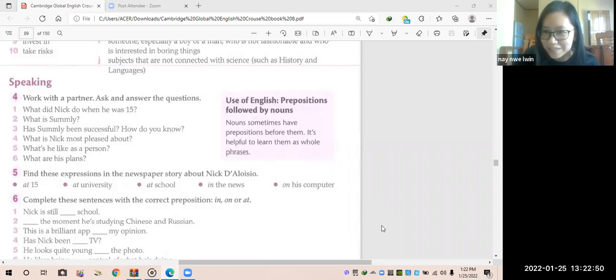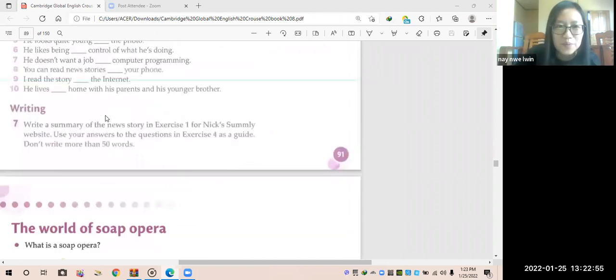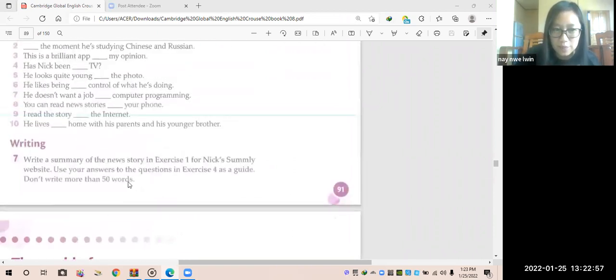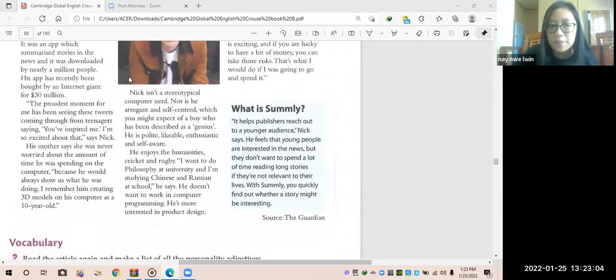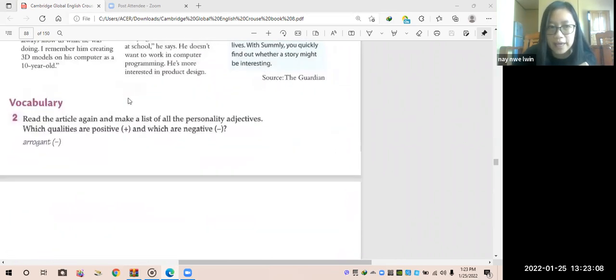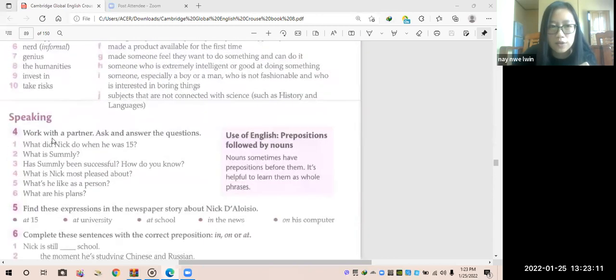You have to write the summary. You have to write a summary, and your word limitation is only 50 words. So you have to summarize this whole paragraph. What I suggest is, instead of reading this whole paragraph again, you can answer only these questions from exercise 4. That is the summary. So you have to answer all these questions within 50 words. You cannot exceed that. Okay, teacher. Got it?